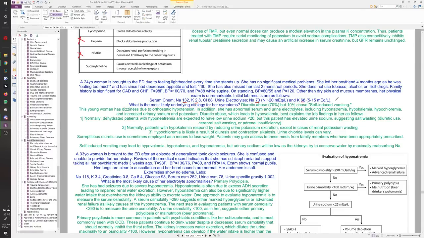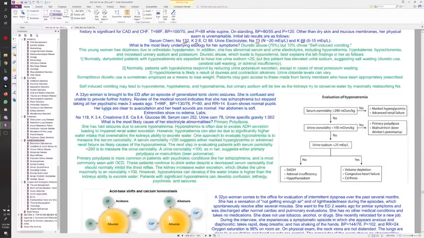So what's happening here, right? How could you be losing all this in your urine? Well, the only way to do that is with medication abuse, diuretic abuse. That's it. Right? This is a person who probably has, as you guessed, some kind of anorexia or bulimia kind of problem.